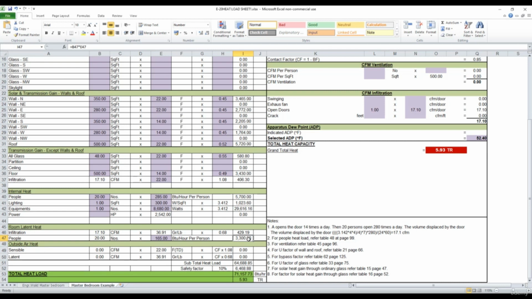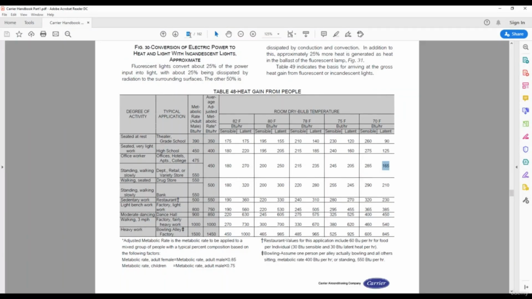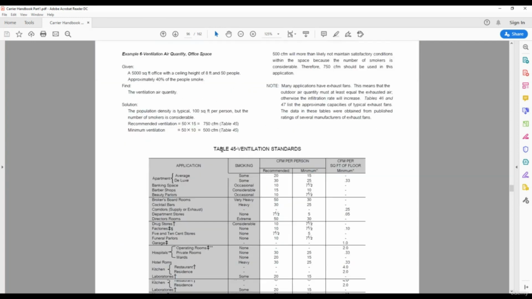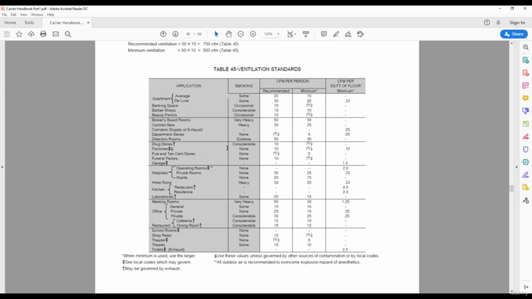Next, we have to find out the sensible heat content due to the ventilation. To find out the value of ventilation, we have to refer to table 45 at page 96. Ventilation can be calculated in 2 different ways. One is CFM per person and another one is CFM per square feet of floor, as we have discussed earlier. As designers, we always have to prepare for the worst case scenario. Hence, we have to consider the highest value of CFM per person or CFM per square feet of floor. We do not consider both the values simultaneously, but one or the other from the table on the screen.